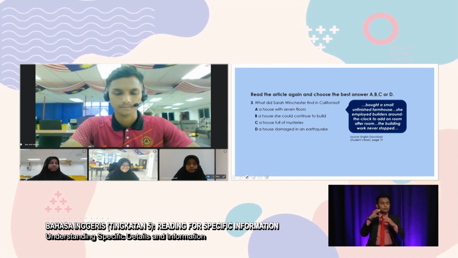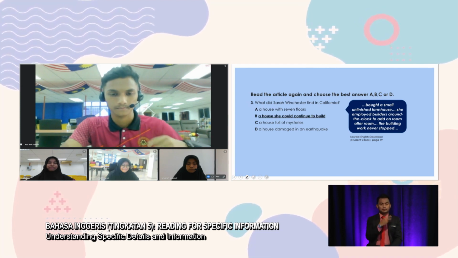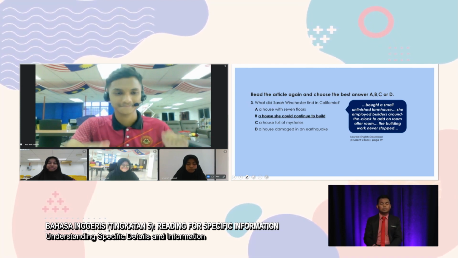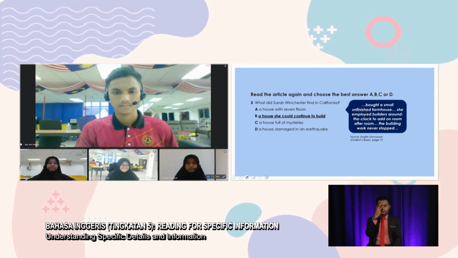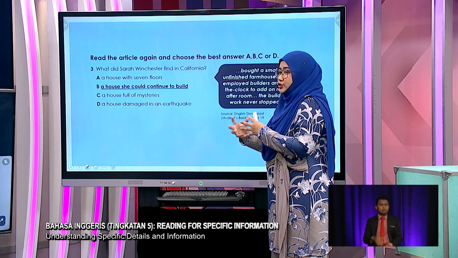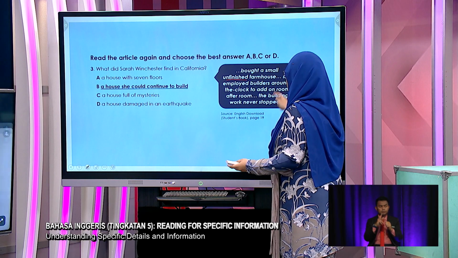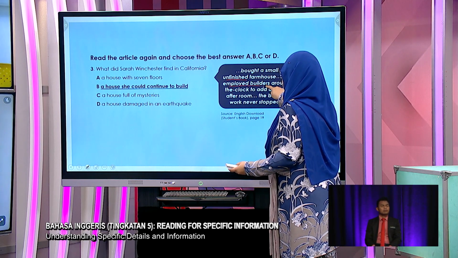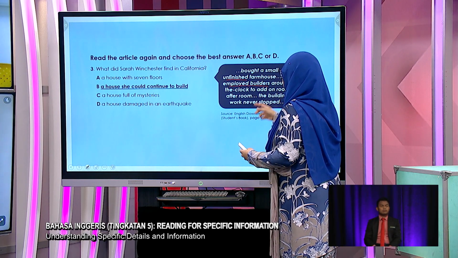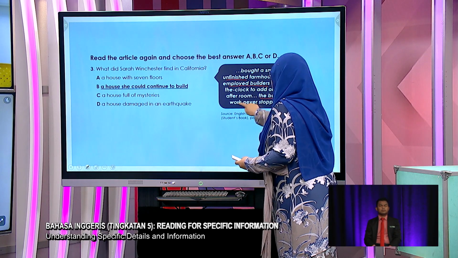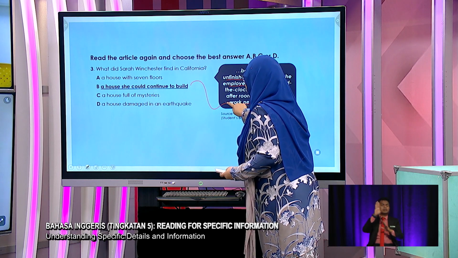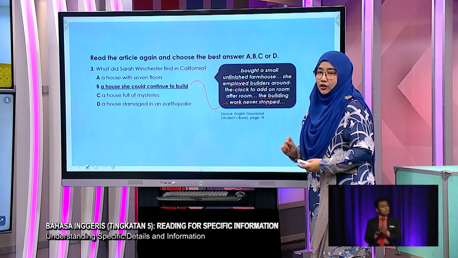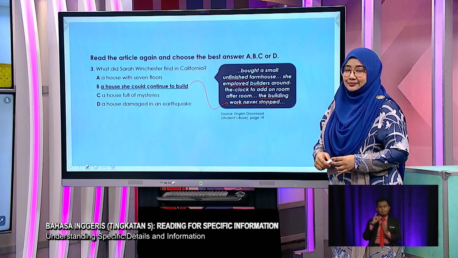Okay, let's have a look. Yeah, it's B, a house she could continue to build. And if we look here, she bought an unfinished house, meaning there's no work being done on the house. And then she employed builders, meaning she employed people to do something with the house, and the building work never stopped. So it correlates with this. It matches with option B. All right, good job, Arif.